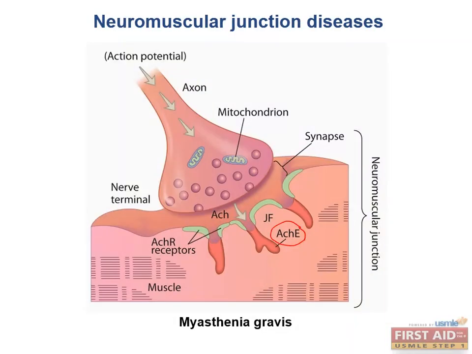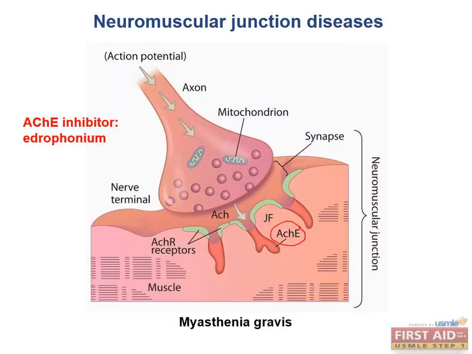However, if you inhibit this enzyme, you can effectively increase levels of acetylcholine in the cleft and inadvertently drive more muscle contraction. This is exactly how you confirm the diagnosis of myasthenia gravis, by giving an acetylcholinesterase inhibitor called edrophonium and seeing if the symptoms improve.